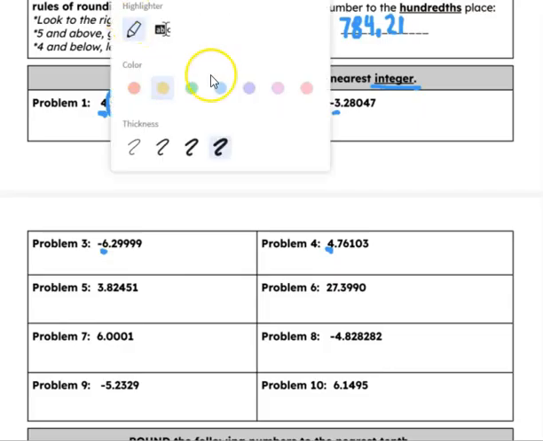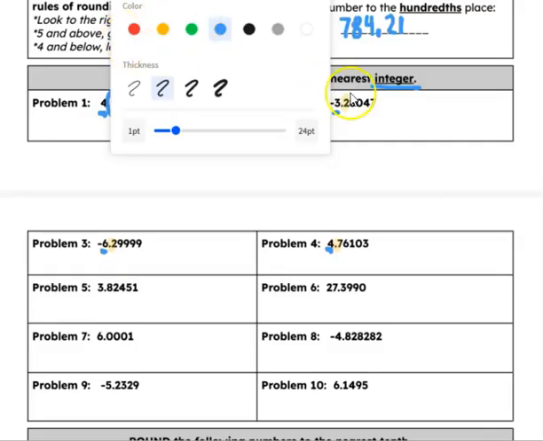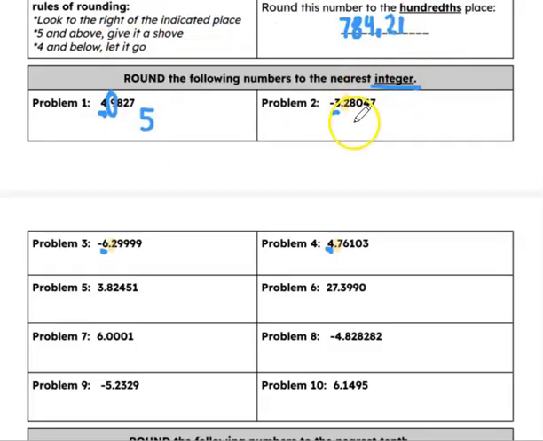I'm going to switch to my highlighter tool this time. I'm going to highlight the numbers after. So if you see here, again, you have to remember, 5 and above, give it a shove, 4 and below, let it go. So this is a -3. Look at the number after that we highlighted. It's a 2. It's 4 and below, let it go. So it stays a -3.